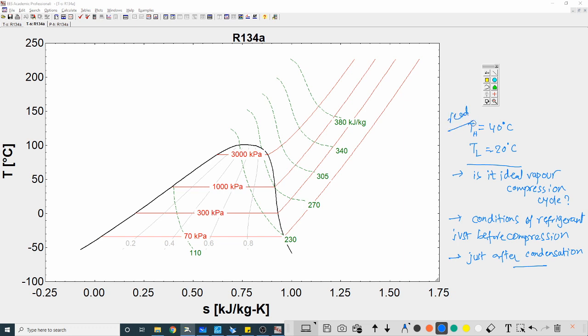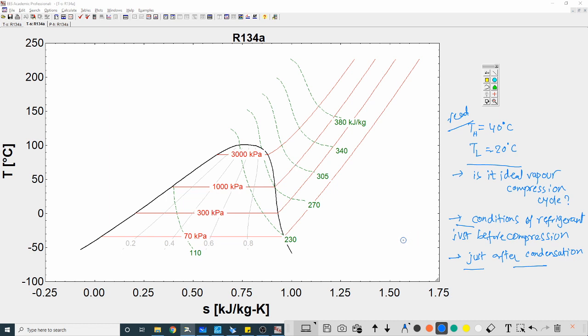So you should first read the data, and check for hints in the numerical whether it is an ideal vapor compression cycle or not. Then you have to look for conditions of the refrigerant just before compression and just after condensation. Only then you should attempt drawing the vapor compression cycle on any property diagram. Without looking at the conditions of these two yardsticks, we may enter into a wrong interpretation of the problem. So please keep this in mind.